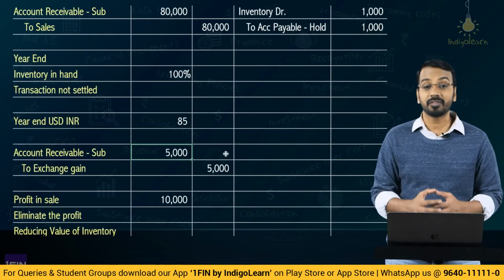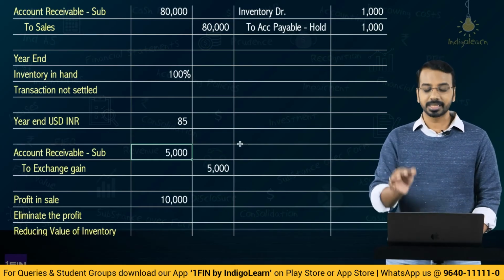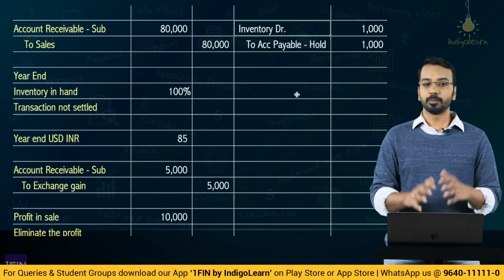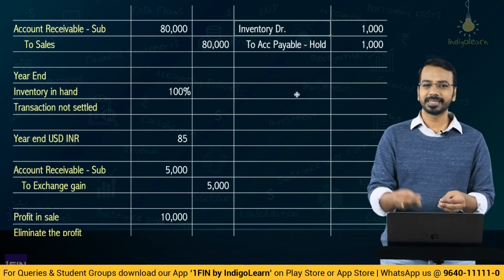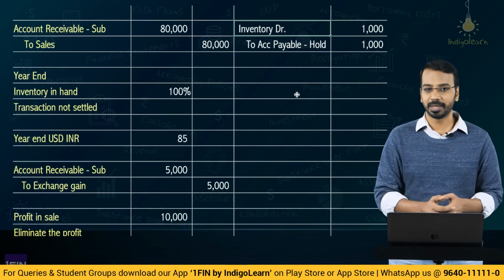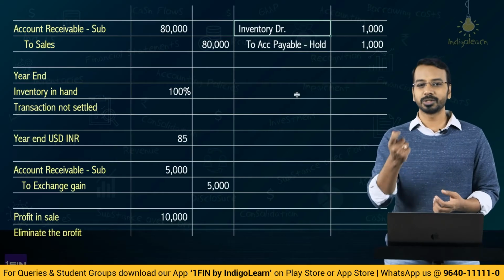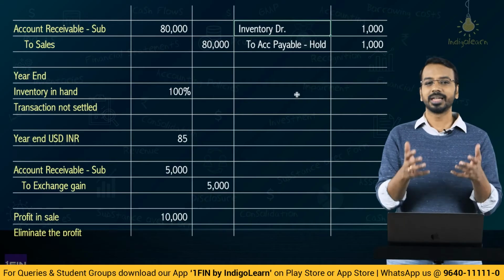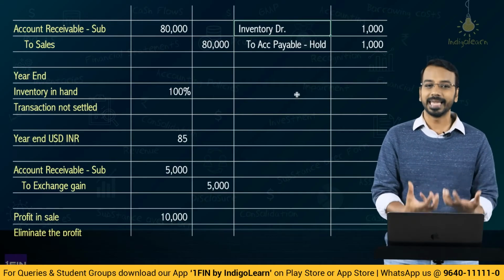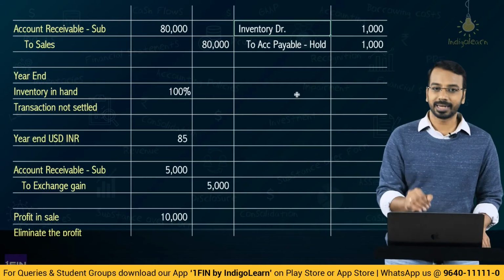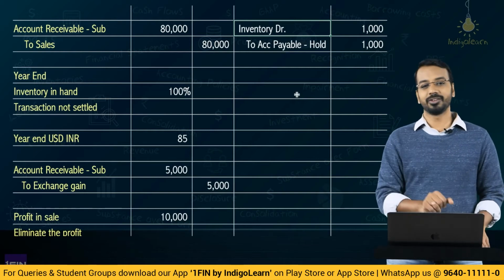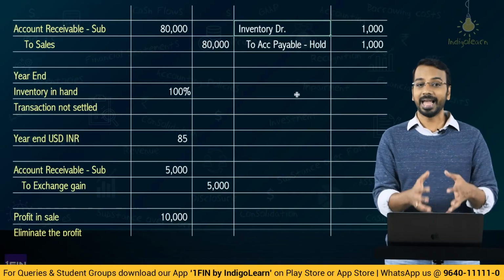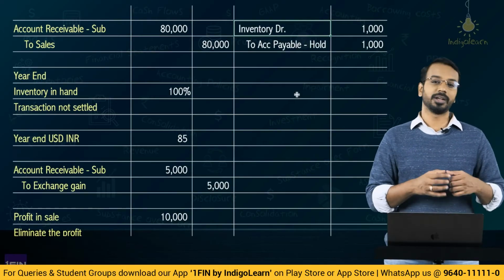While consolidating the financial statements, you will recognize this exchange gain in the P&L. Now, you may have a question: why are we recognizing this exchange gain or loss in the consolidated P&L? Because there is something worth $1,000 lying in the US, and when you convert that into INR, you will get 5,000 extra. So that gain has to be recognized. That is why we recognize the gain in the consolidated financial statements, because ultimately the holding company will receive $1,000 and that gain has to be recognized in the consolidated P&L.